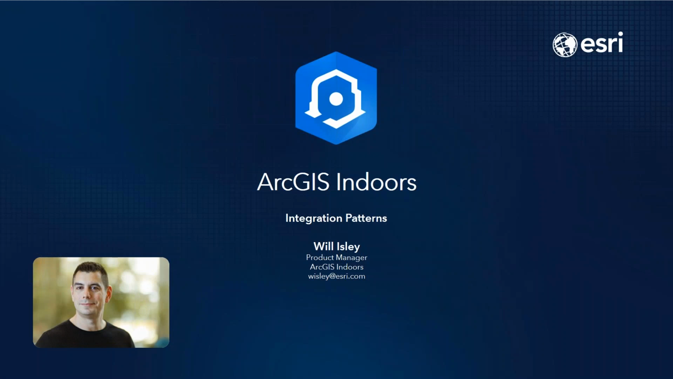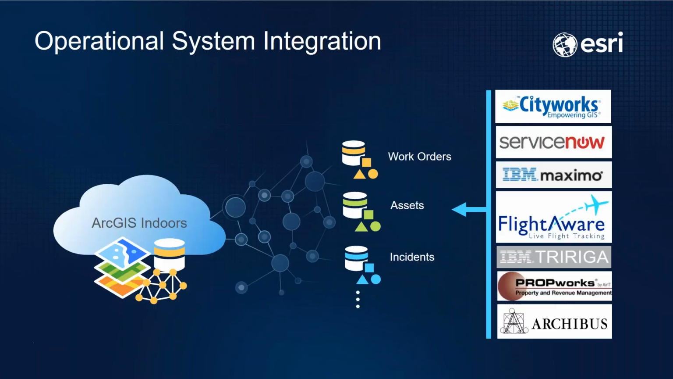So that's the demonstrations. That's setting the groundwork to now talk about the integration pattern. Now that you know what ArcGIS Indoors is and you've seen it in motion, let's talk about how we can actually integrate with it. One of the key things on our roadmap is integration with operational systems, such that you can see work orders, assets, and incidents on our indoor map, and have our indoor mapping system support these operational workflows. A list here shows some of the partners we're currently working with, and some we're going to start talking to for more seamless integrations.